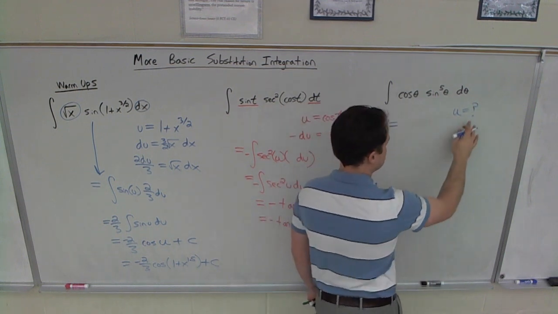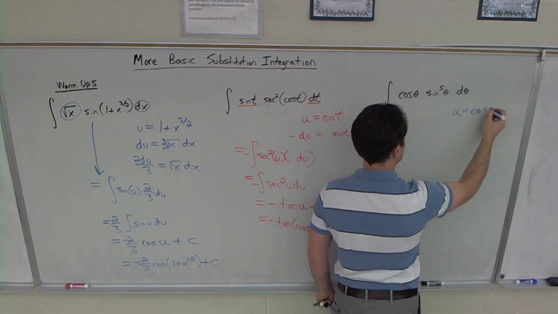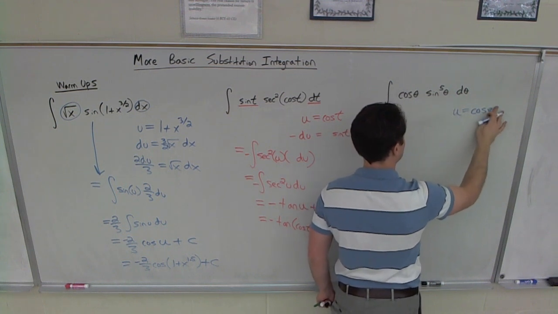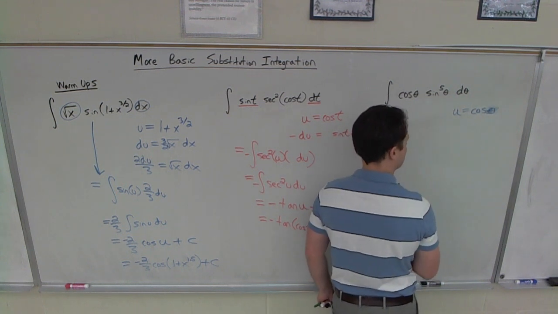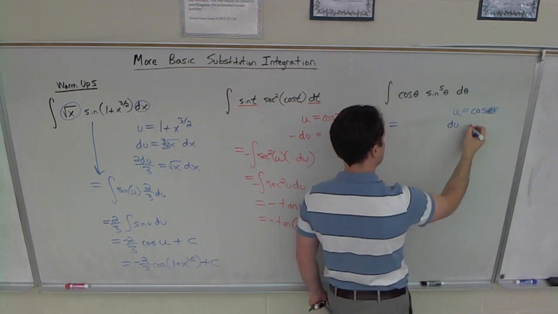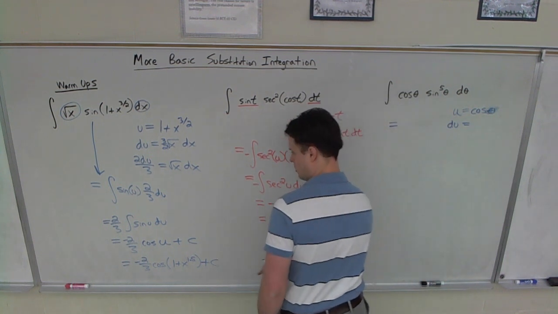So it could be cosine. So we could try cosine. Let's try that. Of theta, right? Get my theta. Okay, so cosine of theta. So that means du would be, get my eraser.